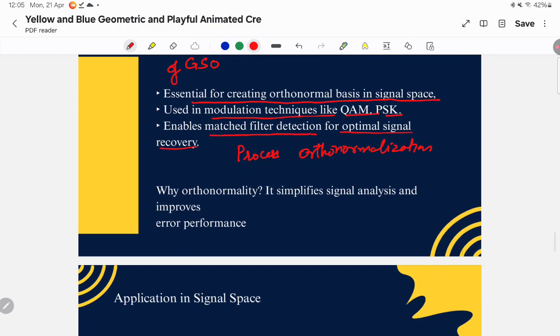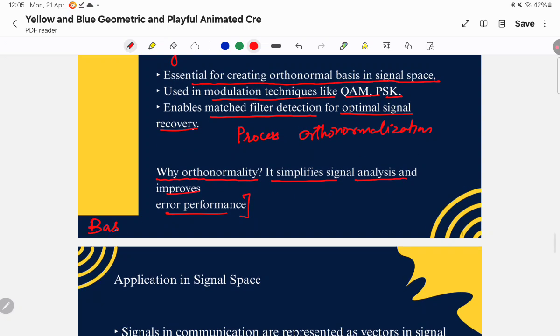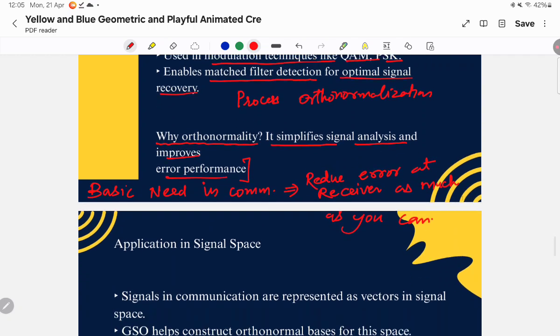Okay, why orthonormality? Because it simplifies the signal analysis and improves error performance. What is the basic need in communication? Communication needs to reduce error at the receiver as much as you can. This is the basic need in communication, right?